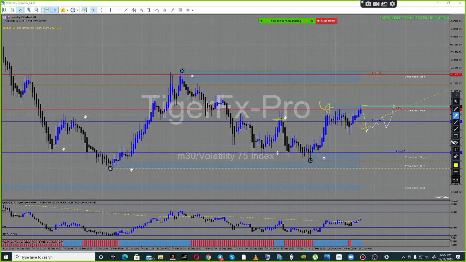A break is a candle like this one I just marked. That's a break because it opened below the support. It is now no longer support. Once it's been broken and a candle opens below it, it is no longer support, it's a resistance.